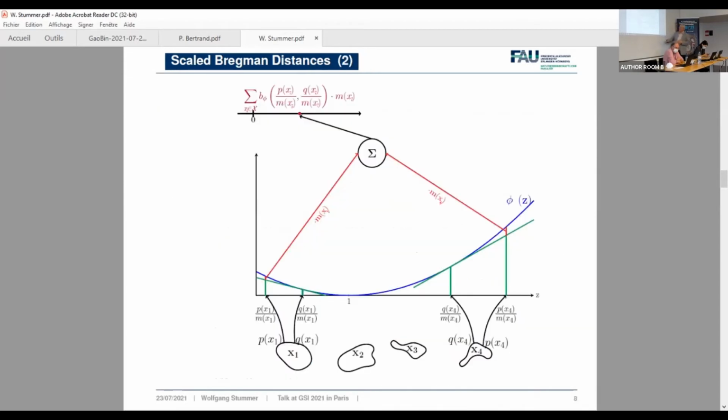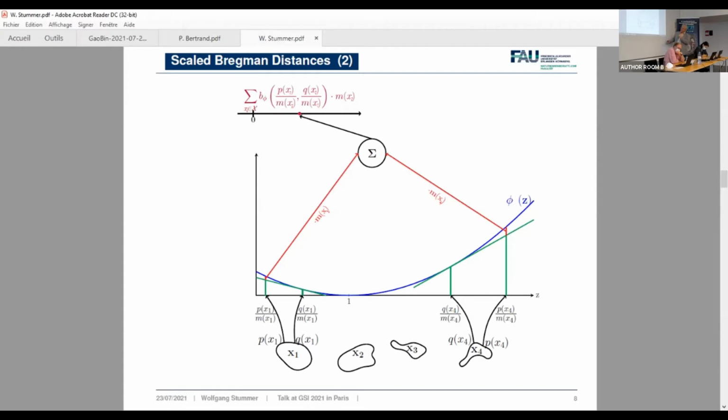Here we have the generator phi, and say here four states. At each state we take p evaluated at the first state divided by m evaluated at the first state, and also for q.